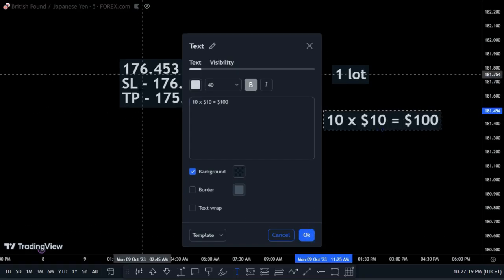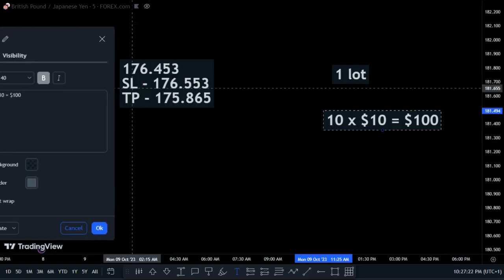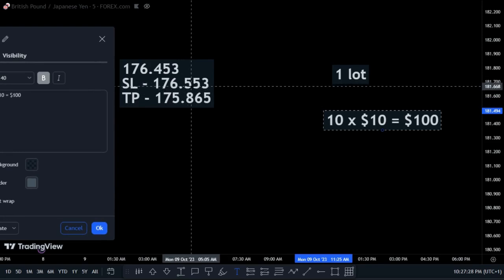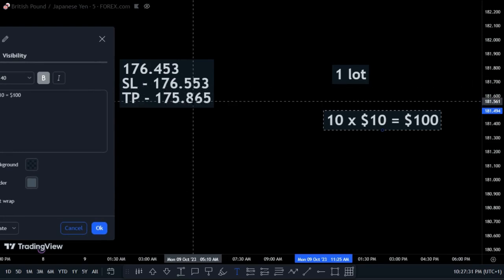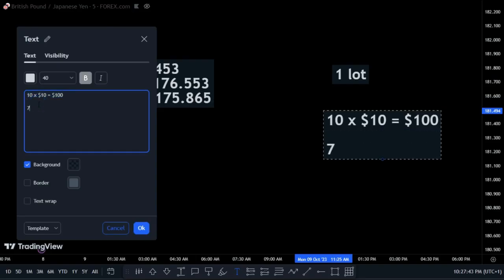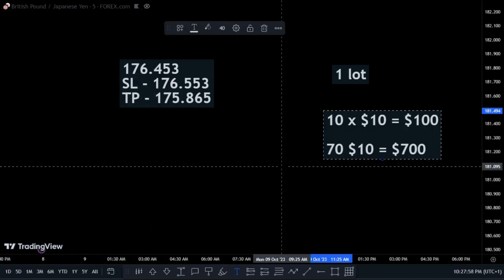And following that, for the take profit, we have 175.865. Now getting down, this should be about 55 pips, and then to this level we have about another 20 or 19 pips, so that's about 70 pips. Yeah, 70 pips. So for the take profit, we have 70 pips of profit, so it's going to be 70 times 10, and you will notice that we'll be making around $700 on this trade.